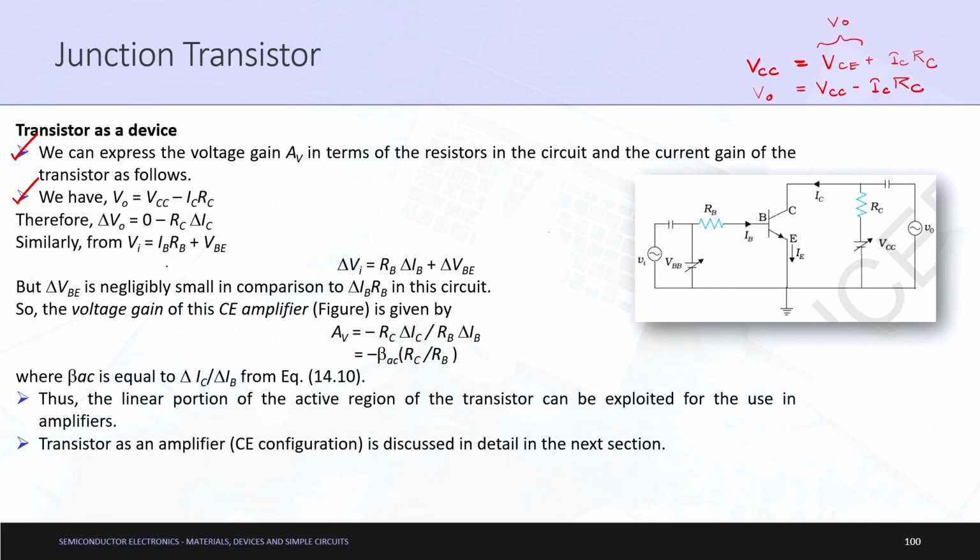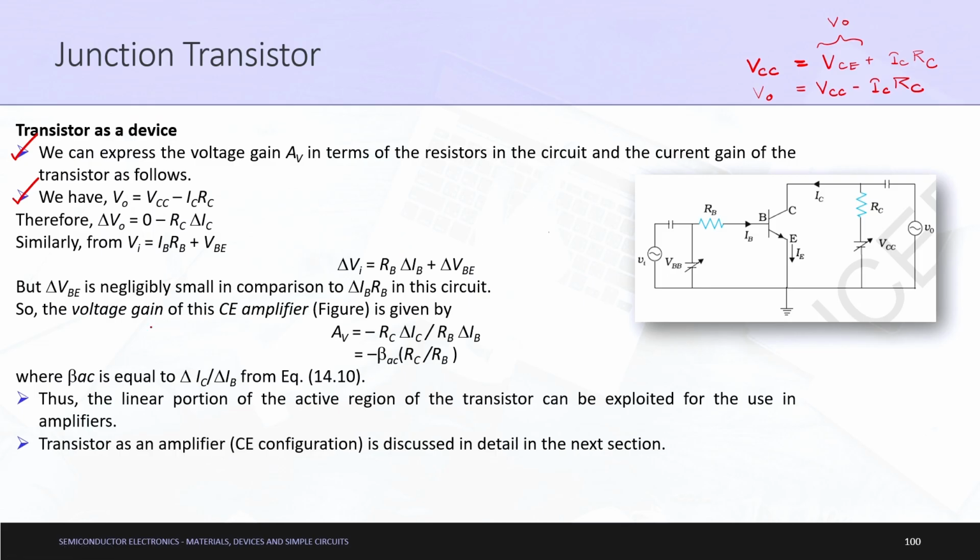Similarly, from Vi we can also write, what is Vi? Vi is nothing but IBRB plus VBE. So, basically this leads us to two different things: one is IBRB and the next is your VBE, basically this voltage, correct. This is the same equation which we also used in transistor as a switch, and therefore for a small voltage delta Vi, we can write delta Vi is equal to RB into delta IB plus delta VBE. But delta VBE, that is, this change in VBE, is very small in comparison to delta IBRB in the circuit.